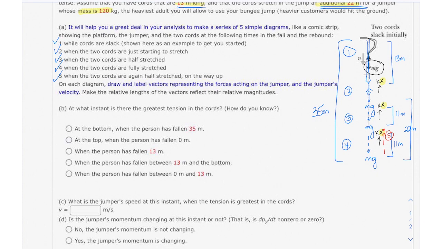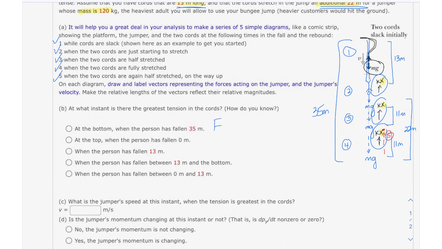Hi, this is Chris, and we're taking a look at part B of this bungee jump question. And we're getting into a little bit more of the technical aspects of it. So here it asks, at what instant is there the greatest tension in the cords? And the tension is going to be created by this spring force that we see over here, the Kx value.